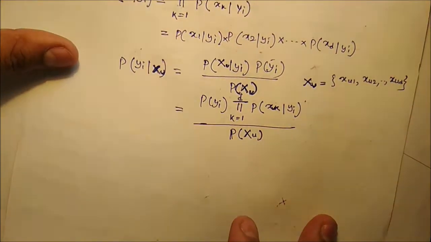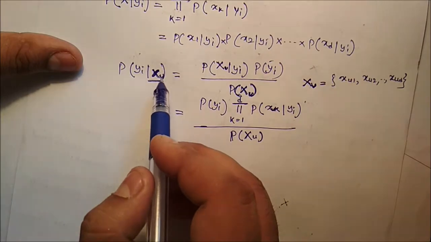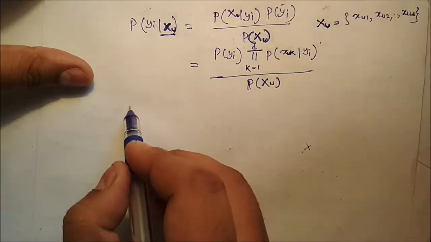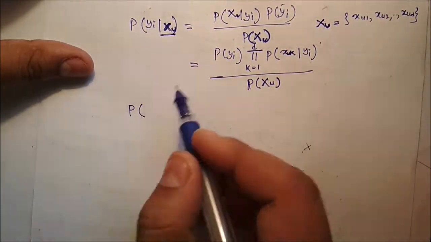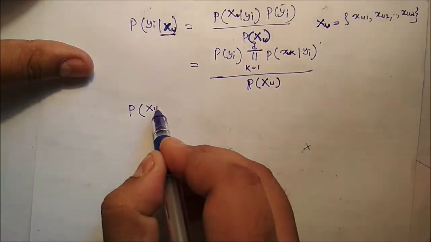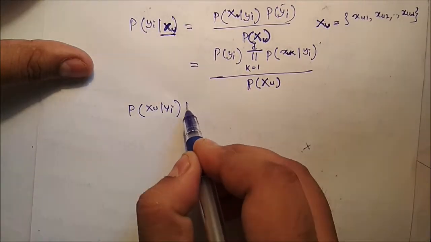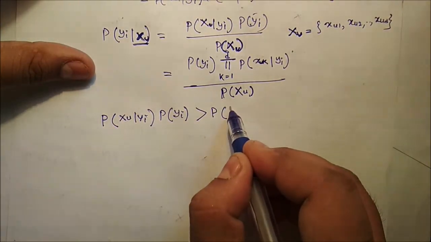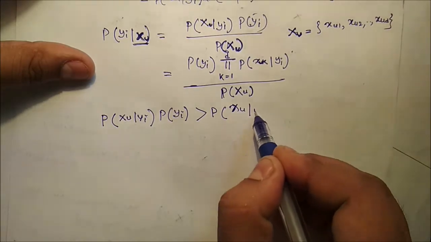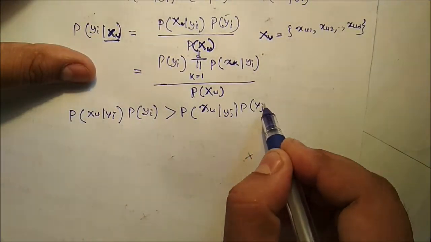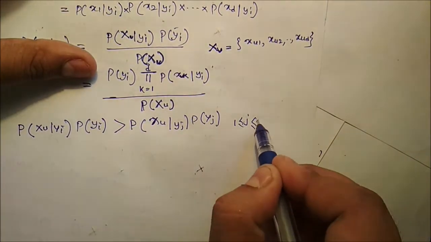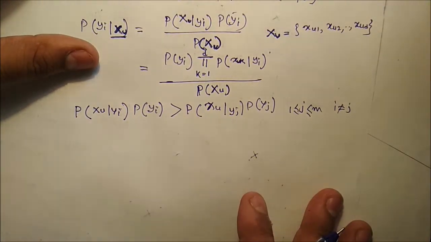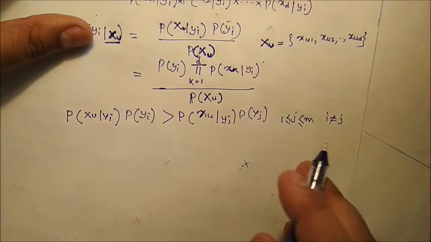So the class level of the unseen data xu will be yi if and only if the probability of xu given yi times P(yi) is greater than the probability of xu given yj times P(yj), where j varies from 1 to m and i is not equal to j. So for all the class levels we have to identify this.